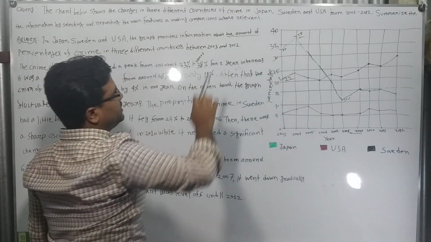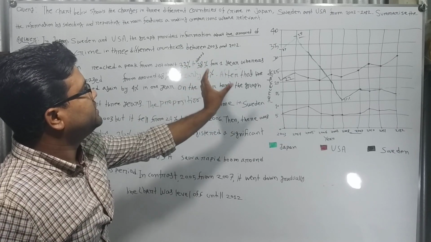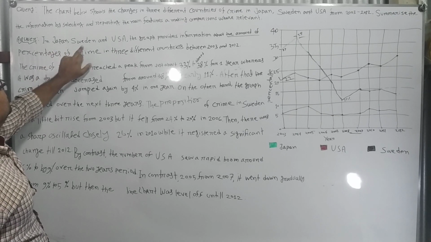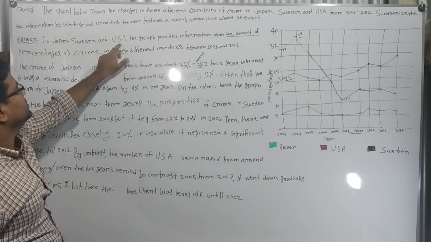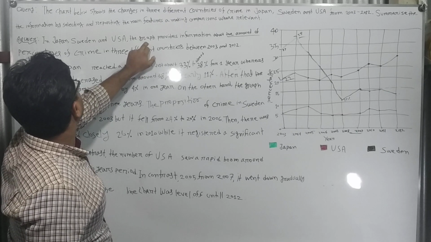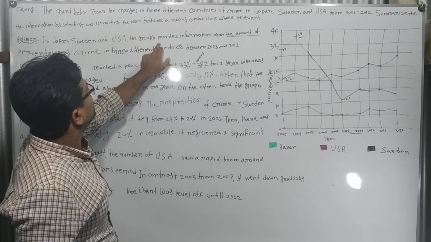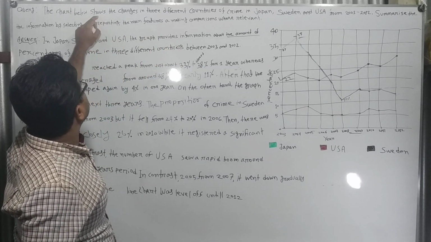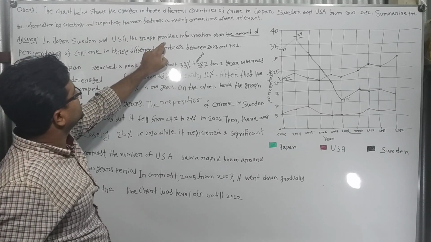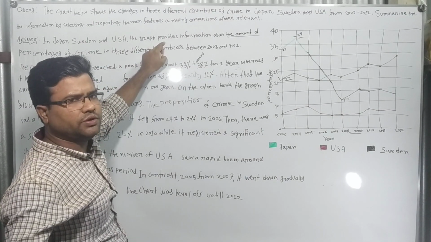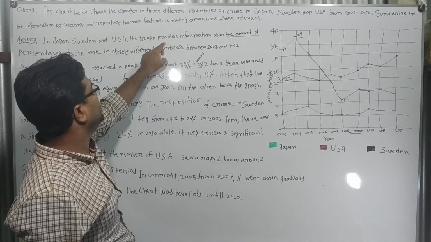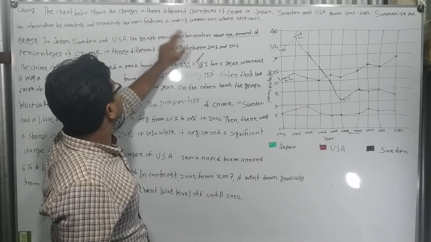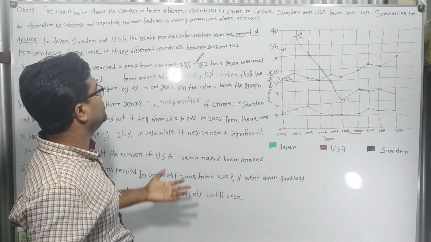The country names are in the middle of the sentence, so I have not put them at the beginning. In Japan, Sweden and USA, the graph provides. I wrote graph instead of site. I wrote provide instead of show, or you can write state. There are so many ways to write this. I wrote information instead of sentences. Information, you can write data, no problem.